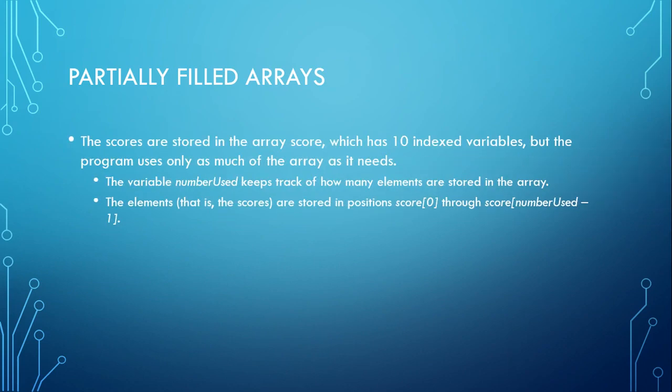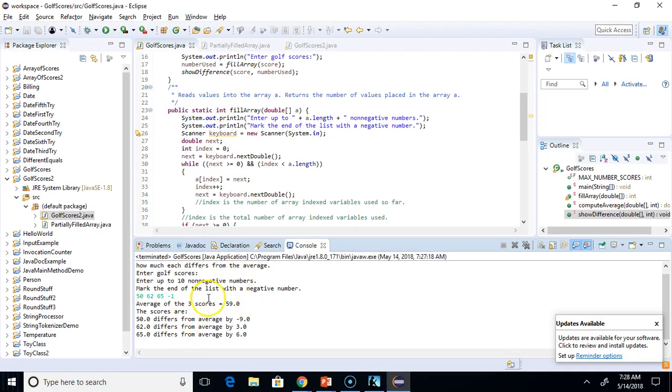The scores are stored in the array score, which has 10 index variables, but the program only uses as much of the array as it needs. The variable numberUsed keeps track of how many elements are stored in the array, and the elements, that is the scores, are stored in positions score[0] through score[numberUsed - 1]. You can see this demonstrated here because we put in 3 scores, so that array technically only has 3 values in it. In fact, if I were to output this array, you would find that these would be the only 3 values actually in the array.